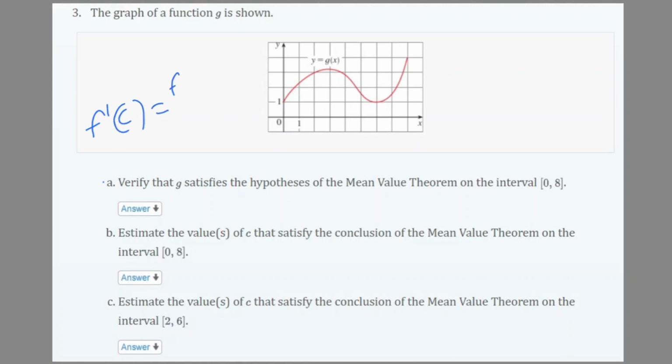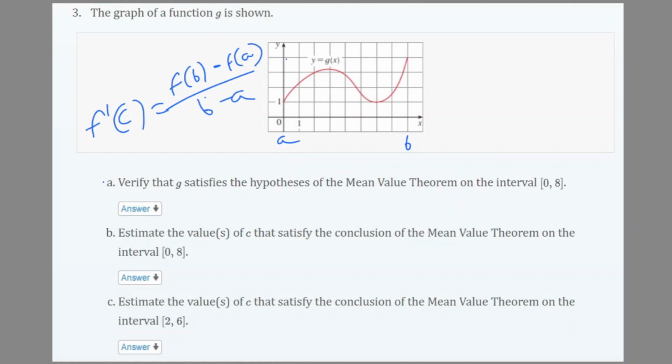Alright, so if you write the mean value theorem here, it's going to be f prime c is equal to fb minus fa over b minus a. And now what we need to do is just plug it in. So for now, this is going to be our A and this is going to be our B.